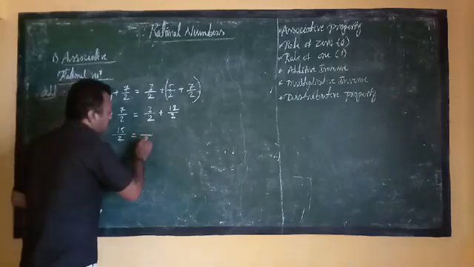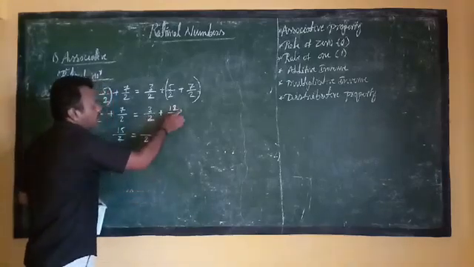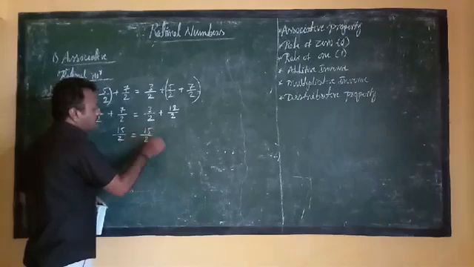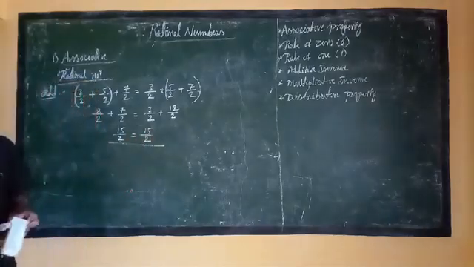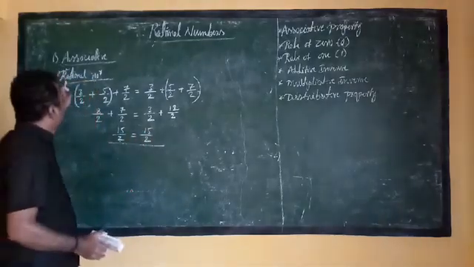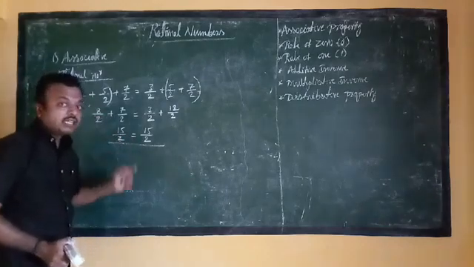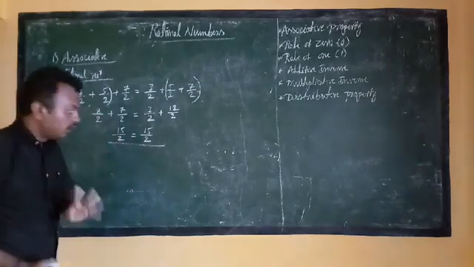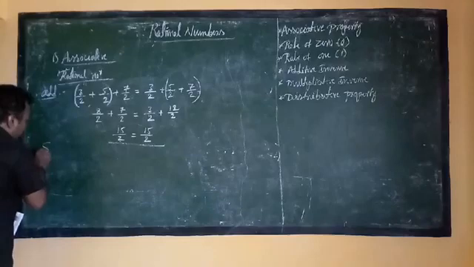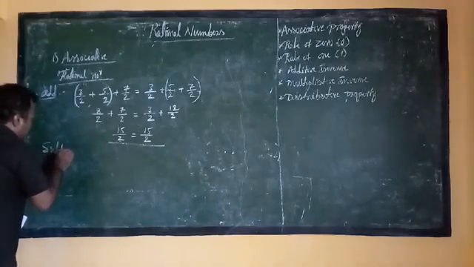In the RHS result, the denominators are the same. Add the numerators: 12 plus 3 is equal to 15. 15 by 2 is equal to 15 by 2. Therefore, the associative property of rational numbers is satisfied under addition. Got it? So shall we go to subtraction? Shall we check the subtraction?